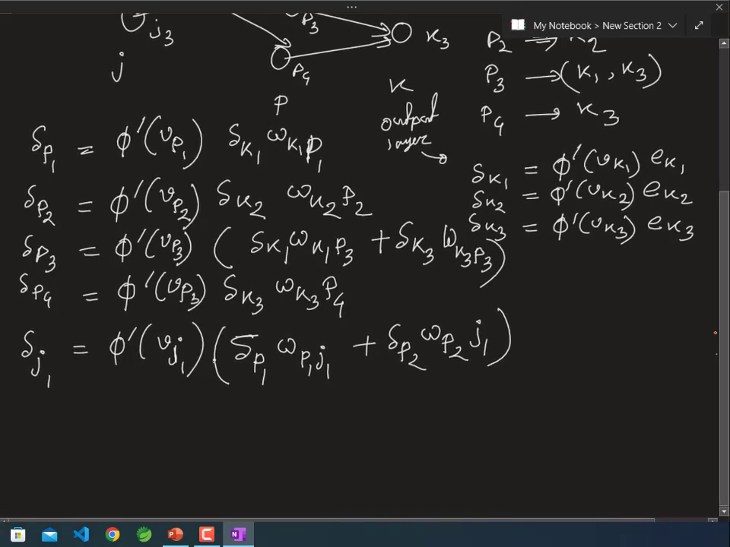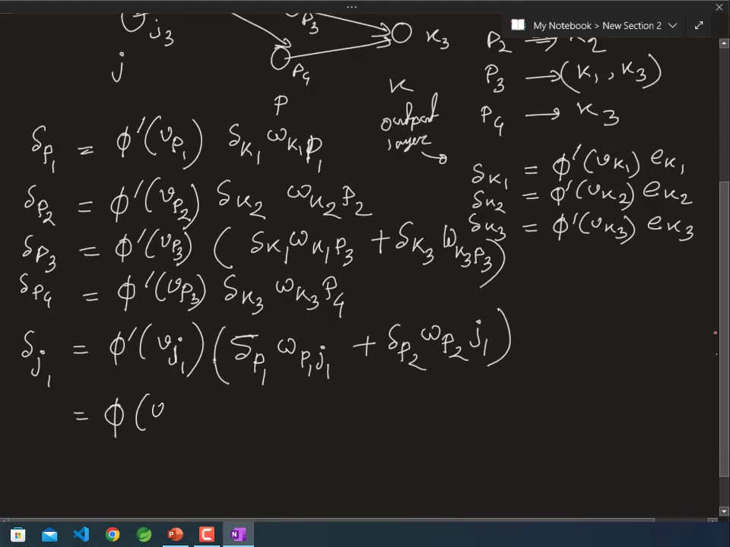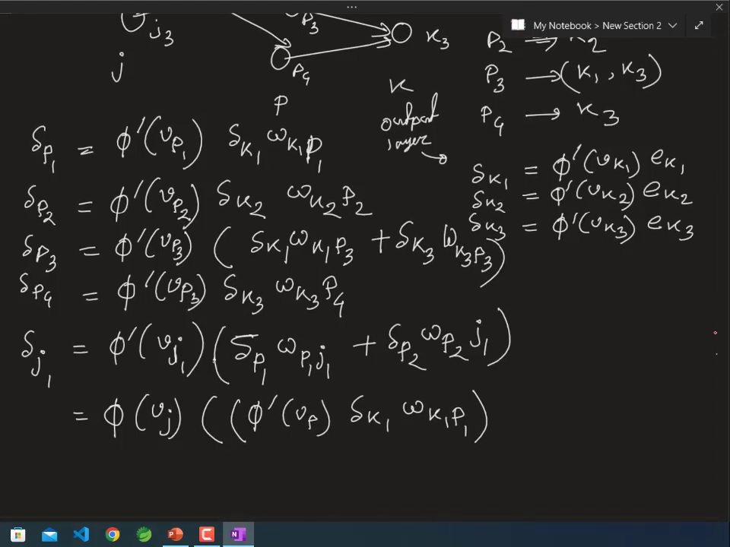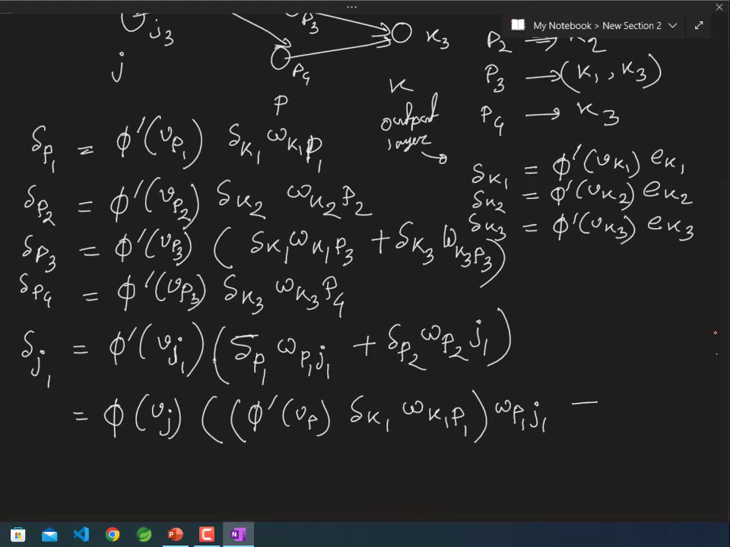Okay, so the connectivity of the equation is shown here, and we can elaborate it a little bit more on how it is connected recursively. Thus delta P1 can be rewritten as phi prime of V P1 delta K1 W of K1 P1, and this whole thing is multiplied with the associated weight of P1 and J1, and this is added up.